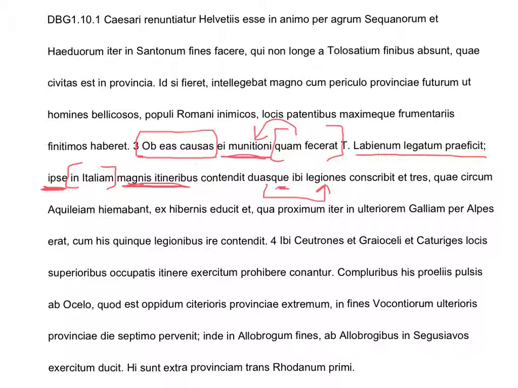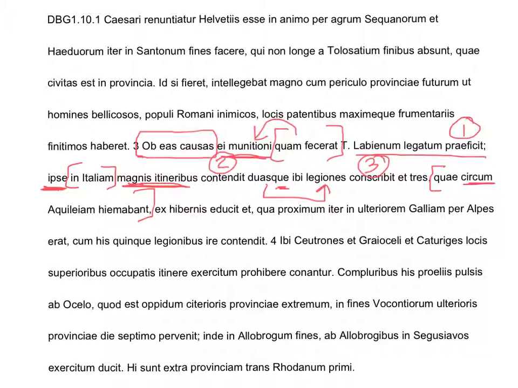So far we see Caesar's done one thing here to take care of the Helvetians, and another thing here. And this is the third thing that Caesar did. He conscribed 2 legions there in Italy. And what else did he do? Tres, so 3 somethings, and before we figure out what those somethings are, he gives us this relative clause. 3 somethings which were wintering around this city.